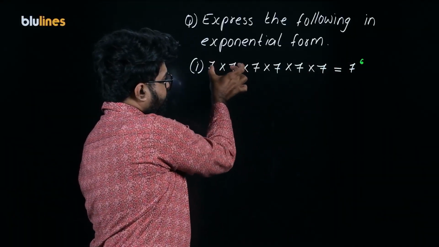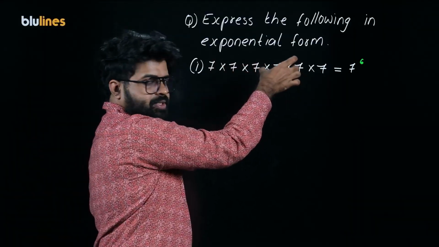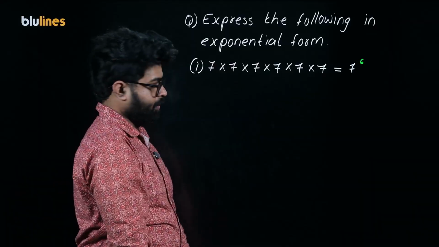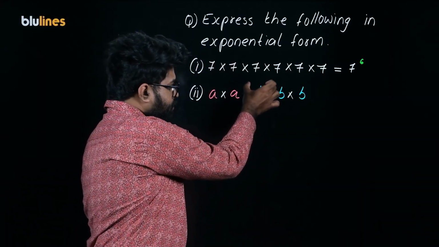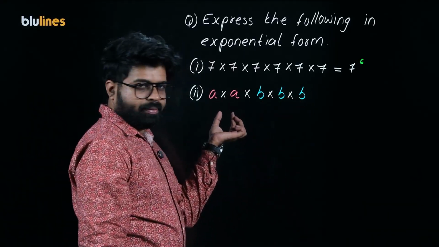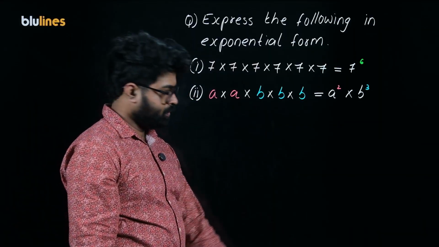If you are multiplying 7 two times, that is equal to 7 square. If you are multiplying 7 three times, that is 7 cube. If you are multiplying 7 n times, that is equal to 7 to the power n. Now here you have a multiplied with a and b multiplied with b multiplied with b. So you have a 2 times. So that is a square multiplied with b cube.